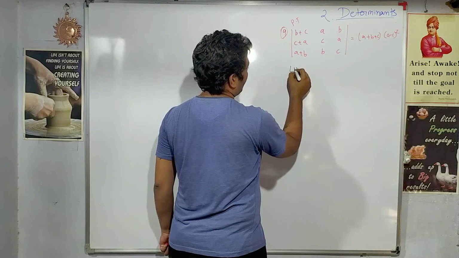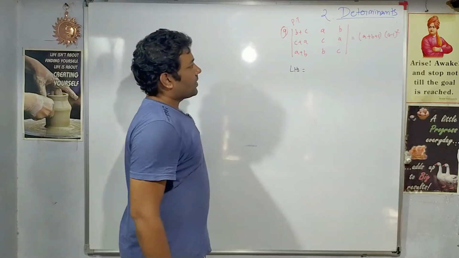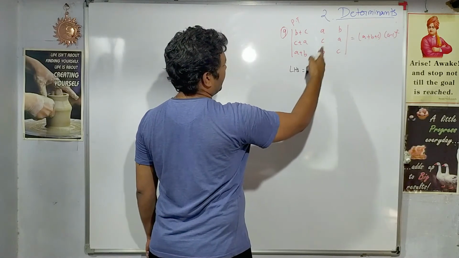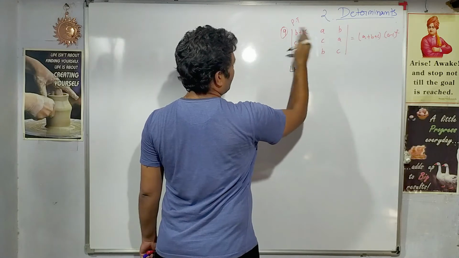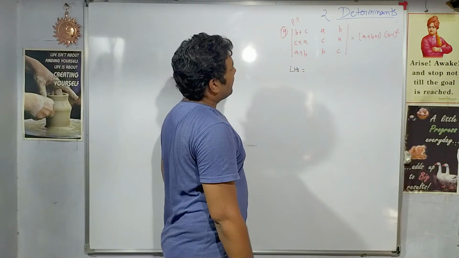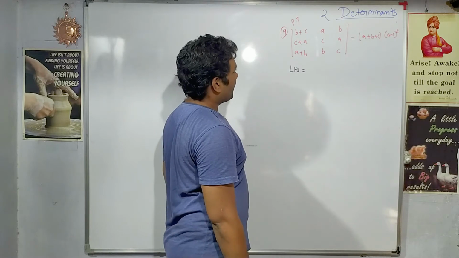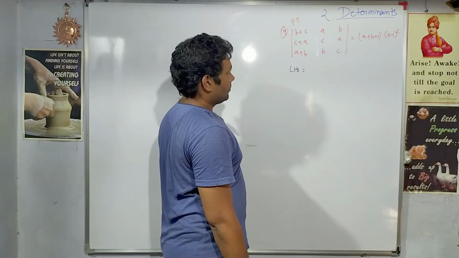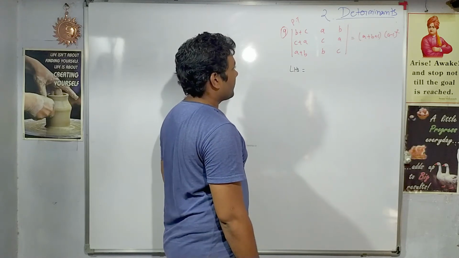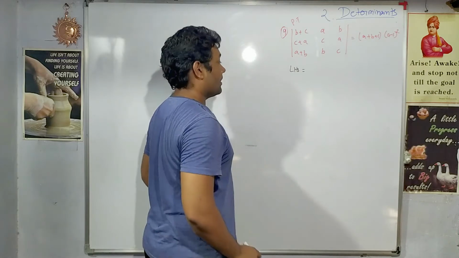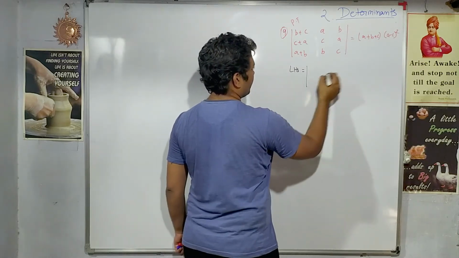If I take the left hand side, what operation can I do? If I add all the columns into the first column, is it something helpful? I can't see anything helpful. I want a plus b plus c. So what to do? If I add all the rows into the first one, yes, this will give me some fruitful result.